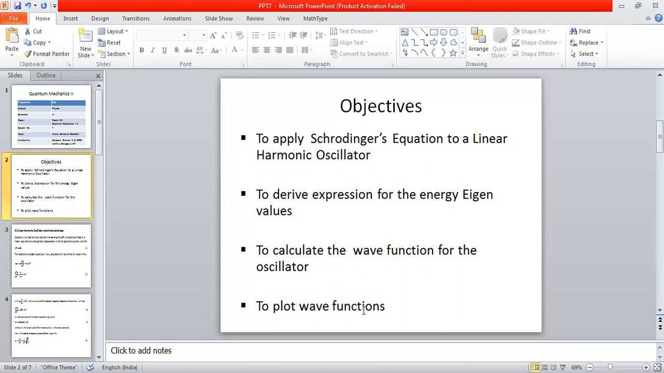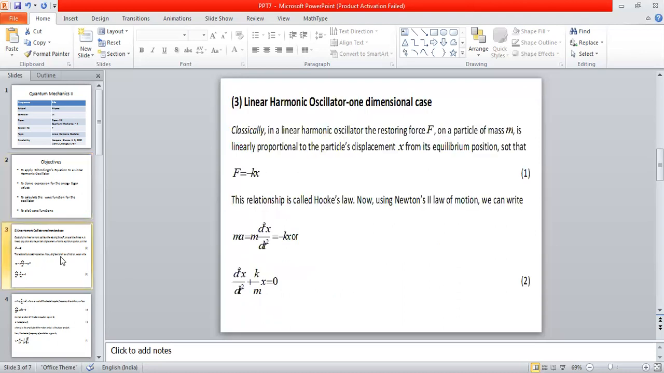So here we are applying Schrodinger's equation to a linear harmonic oscillator, and we are trying to solve the equation partially, and therefore we can obtain the expression for the energy eigenvalues. And also we shall write down the expression for the wave function of the oscillator, and we shall plot this wave function. So let us continue our discussion.